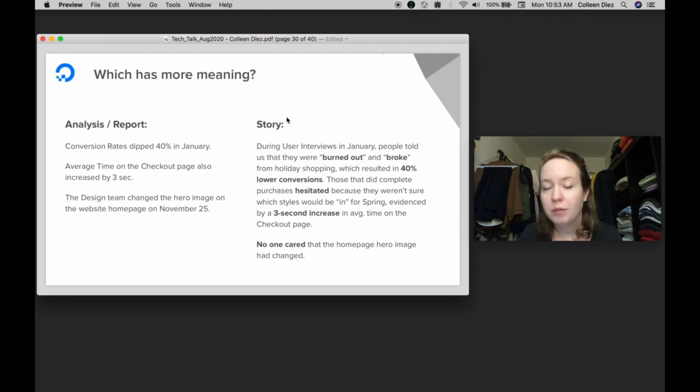Those people that did complete their purchases actually hesitated because they weren't sure which styles would be in for spring. And that was evidenced by the 3-second increase in time on the checkout page. And honestly, no one cared that the homepage hero image had changed. So this is a great way of understanding that it is important to combine your qualitative research with quantitative data to really get a sense of the holistic story of what's really happening for your product. Otherwise, you can guess at what's really happening, but you might be wrong.